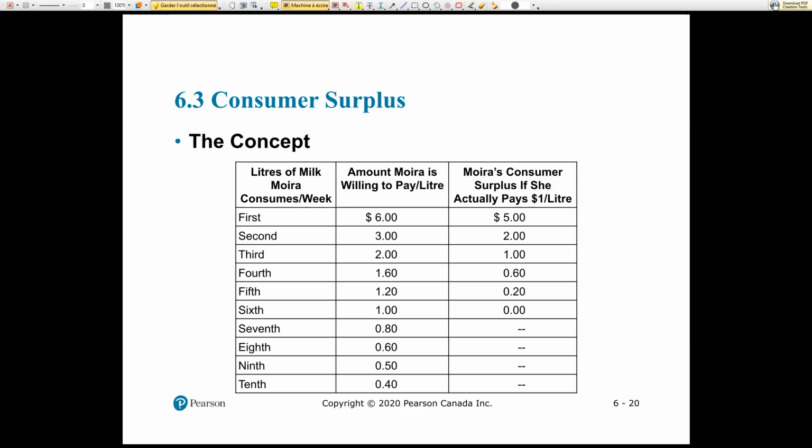And here you can see that. So here, what is the market price? Okay, it's $1 per liter. All right. So the price is $1 per liter. So you were ready to spend $6 for the first liter of milk, but you only spent $1. So then the surplus is $5. Then for the second, the surplus is $2, $1. And you spend as long as the surplus of spending some extra money is positive.